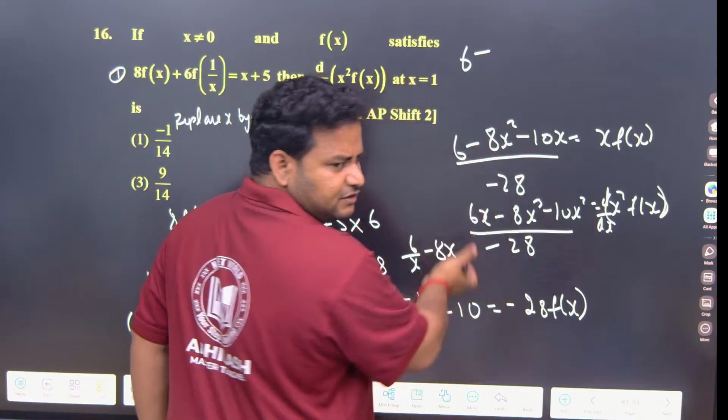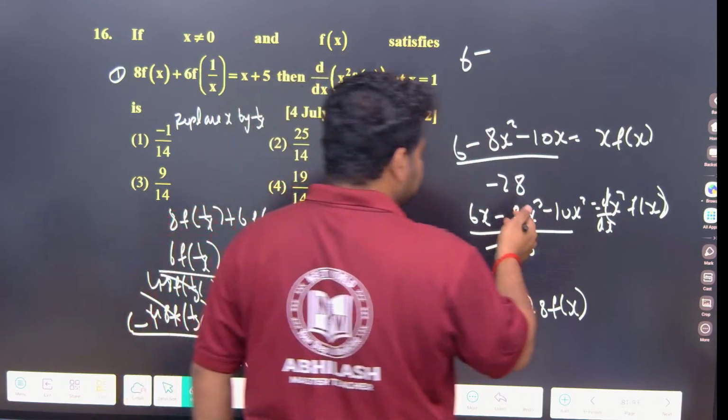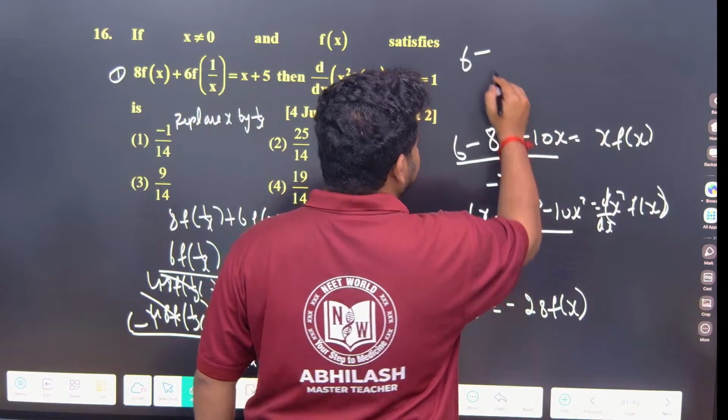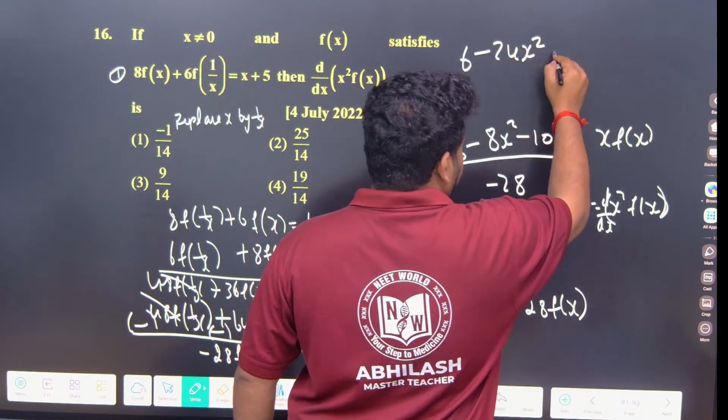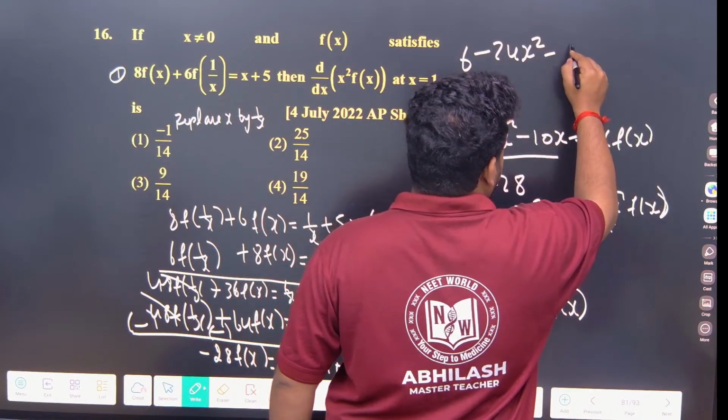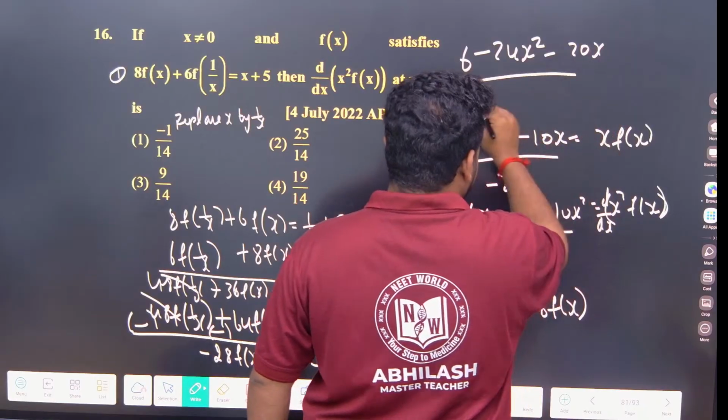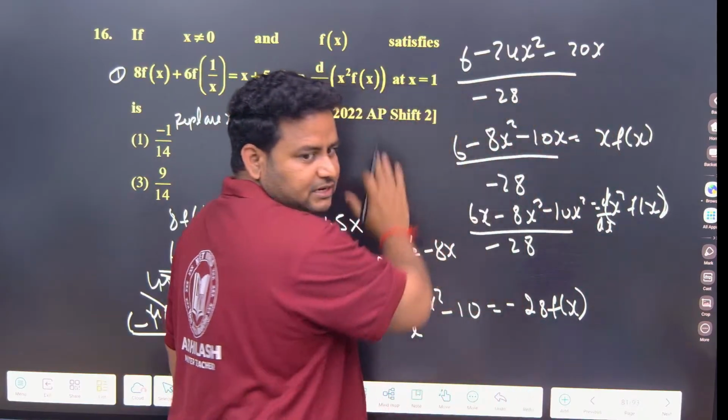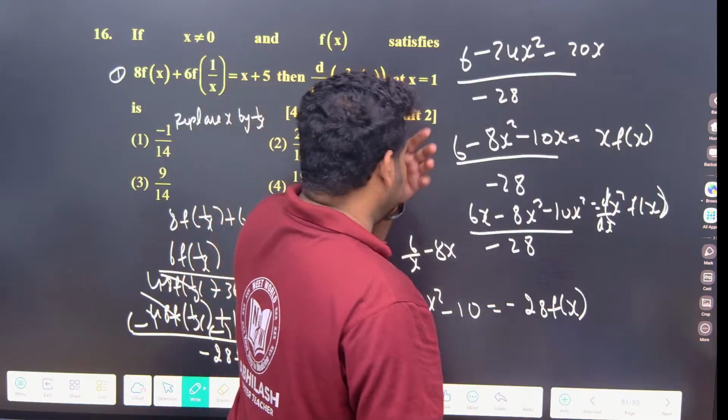We can do it, but first we will differentiate. Why do that? See, you can do it that way also. 3 8s are 24, x square minus 20x. The minus 28 will remain as it is. This is a constant, it will remain as it is, the denominator. Don't apply the U by V rule.